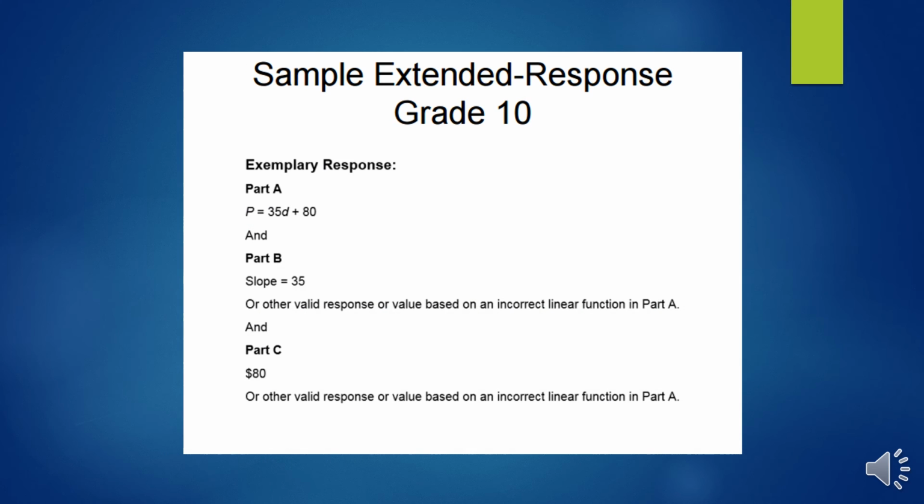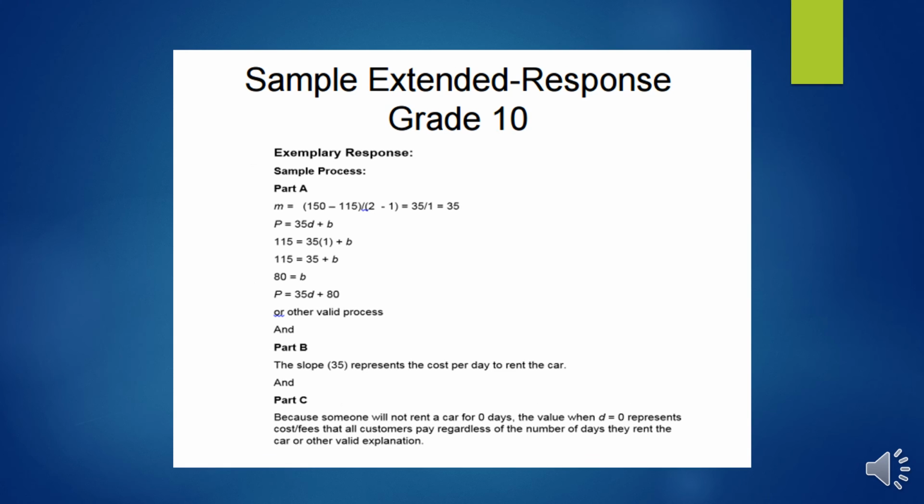The value of the function is 80, or if you created an incorrect linear function, you might have gotten a different number. But that number, in part C, it says that this represents, because someone will not rent a car for 0 days, the value when D equals 0 represents the costs or fees that all customers pay regardless of the number of days that they rent the car. So if you rent a car for 3 days, you pay the $35 daily fee, plus you pay a total of $80 in fees. Those $80 remain the same no matter how many days you're renting the car.